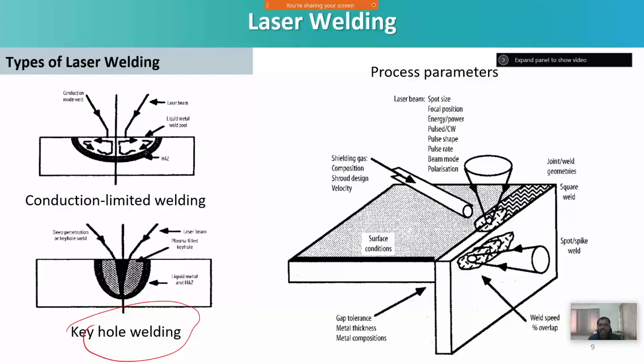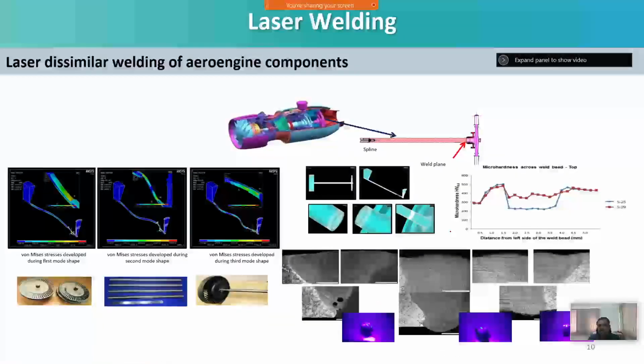And keyhole welding is where laser welding is unique. In other processes, you cannot establish a keyhole, and in many cases you can go with a very high aspect ratio. And the process parameter control based on the laser beam, shielding gas, gap tolerance, all those things are very, very important. I am not going to talk much about it.